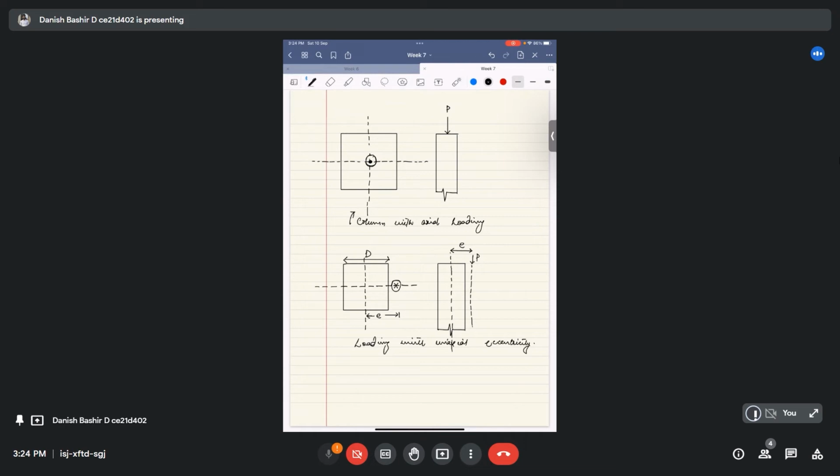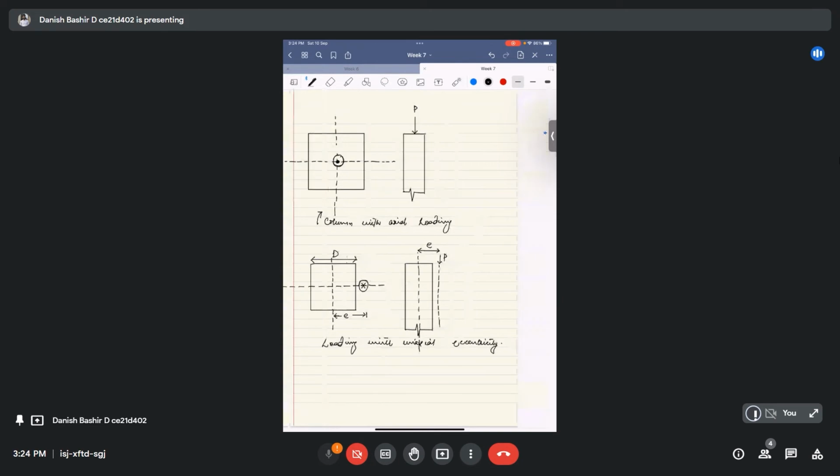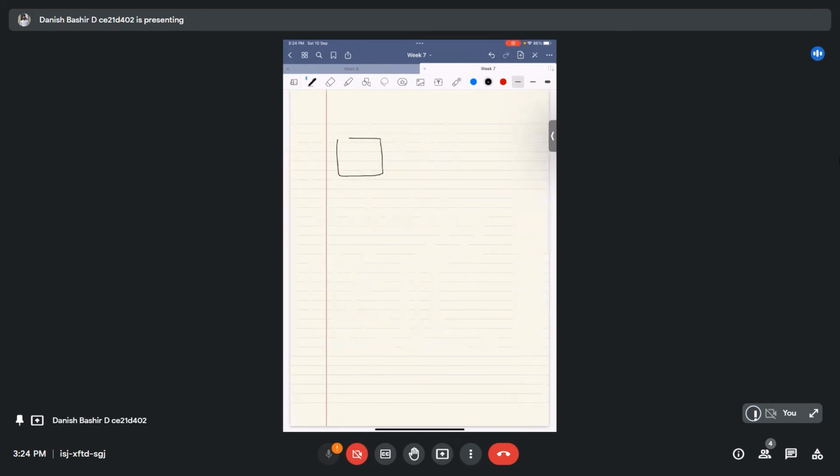Another type is, if this load eccentricity is with respect to both axes, then we will call it loading with biaxial eccentricity. In that case, our load will be acting like this. For example, this is our column section, and this is one axis and this is another one. Our load might be acting somewhere here. It is having some eccentricity like this one, and some eccentricity like this one also.